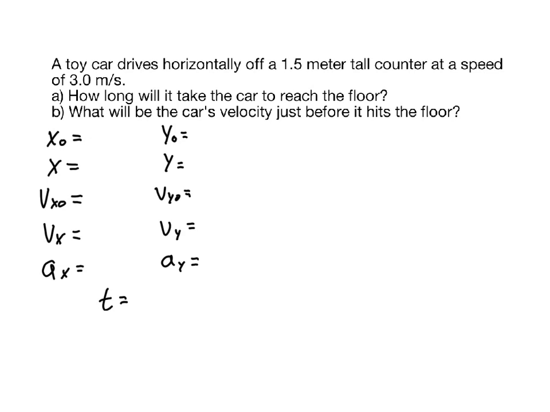So here we have a toy car going off a 1.5 meter tall counter at a speed of 3.0 meters per second. So it's driving off horizontally and then it's going to fall downward. I can tell already this is a two-dimensional problem because there's left and right motion, or forward and backward motion, and then there's also up and down motion. So I'll go ahead and set up my list of variables for two-dimensional motion problems.